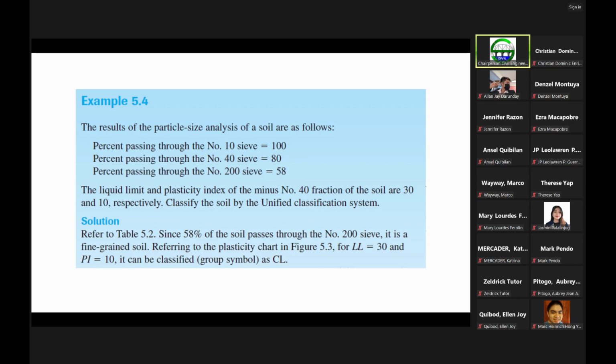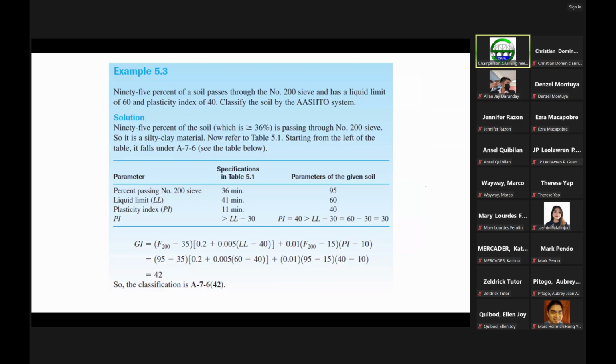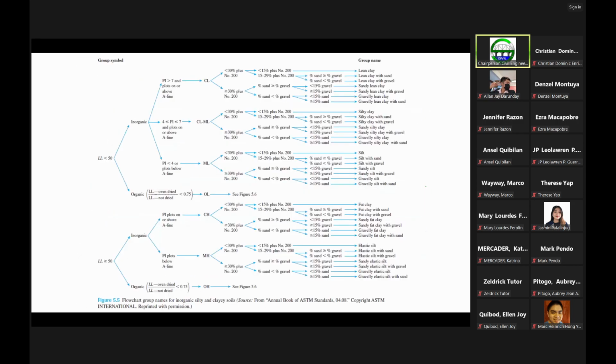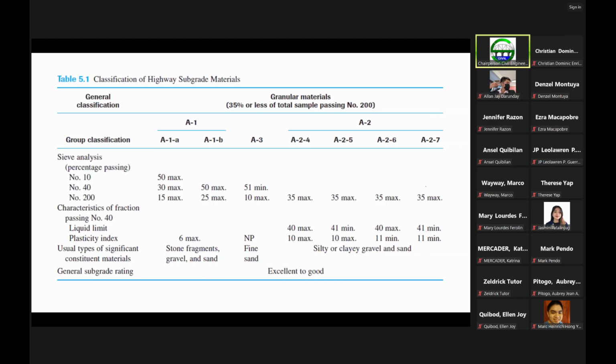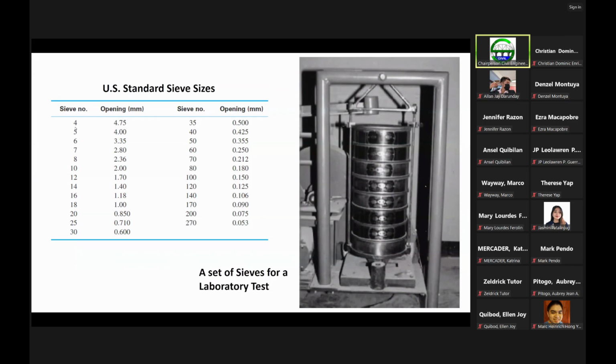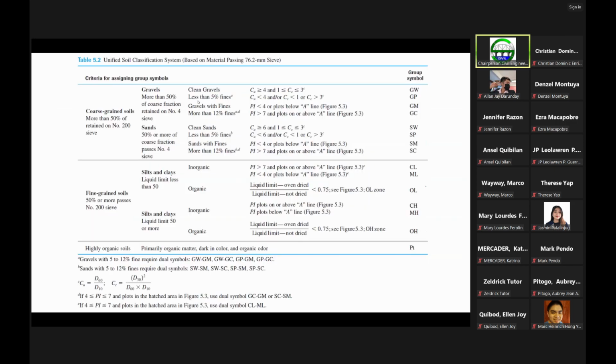So how much more for the number 4 sieve? Because number 4 sieve has a larger diameter than the number 10 sieve. I think number 4 is 4.75 millimeters, and number 10 is about 2 millimeters. Now, do we have that table? Okay, here. So number 4 sieve has a bigger opening than the number 10 sieve, which is just 2 millimeters. So that means the percent of gravel is zero.